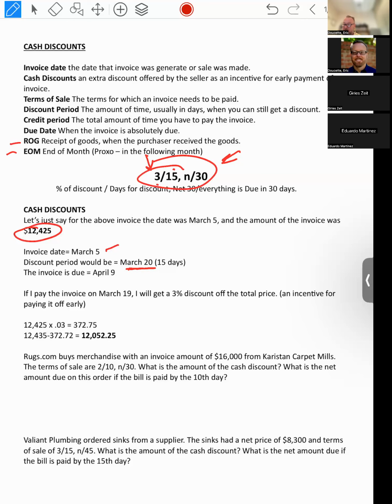So here's where we're looking at it. I got it, the invoice amount was $12,425. I got a 3% discount off of that. So I got a $372.75 discount. That's something, right?